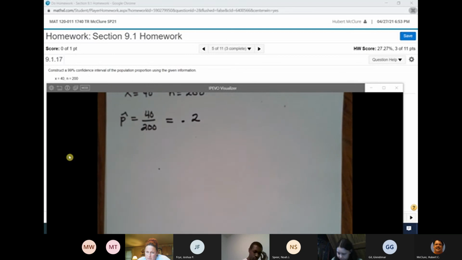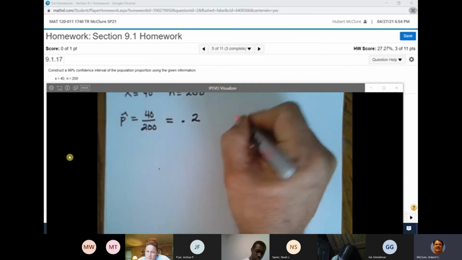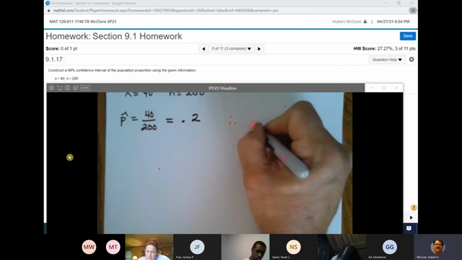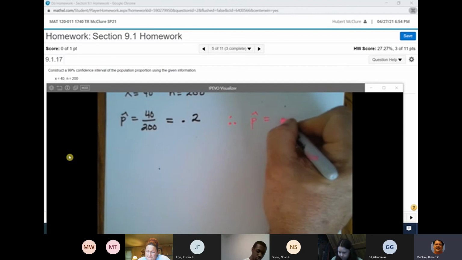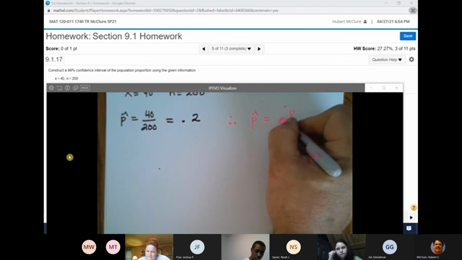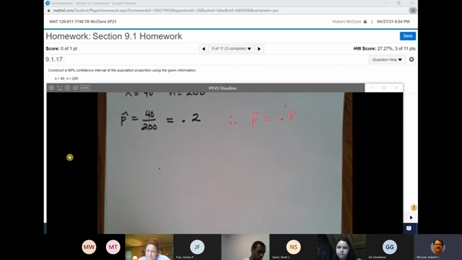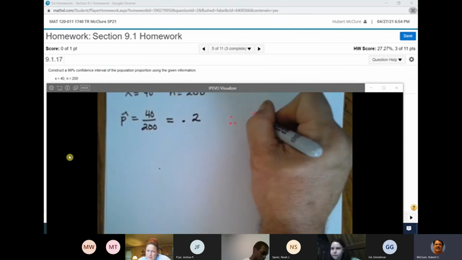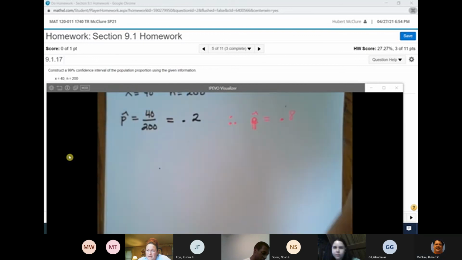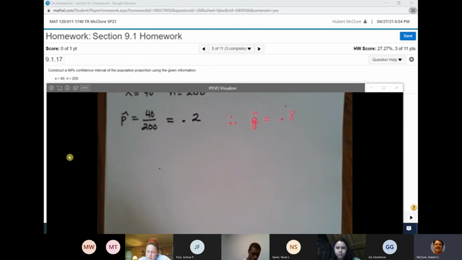Therefore, the complement of 0.2 to a whole is 0.8. So therefore, Q hat is equal to 0.8. Oh, sorry. Thank you. I'm glad somebody's paying attention. All right. So now N is equal to 200.